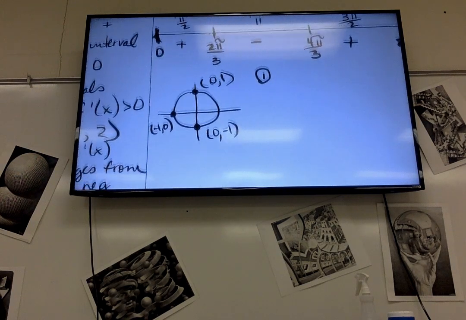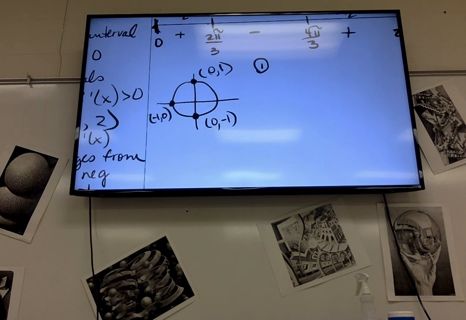Good question. So max number 1, we know that f of theta is decreasing from 0 to 2 pi over 3. No, it's 2 pi over 3 to 4 pi over 3. Yes, where the minus sign is.